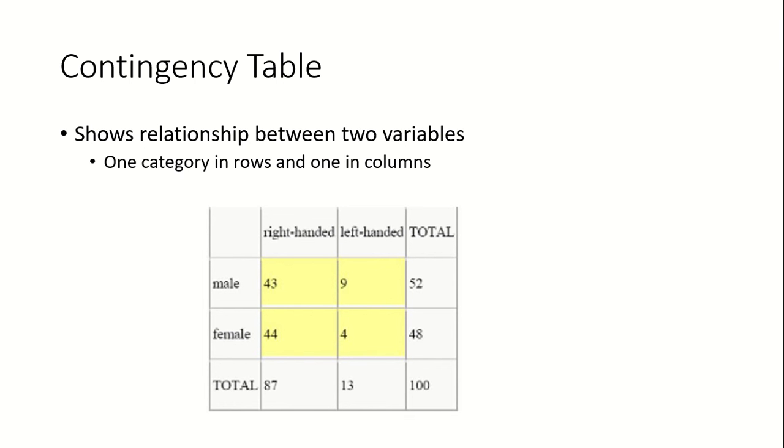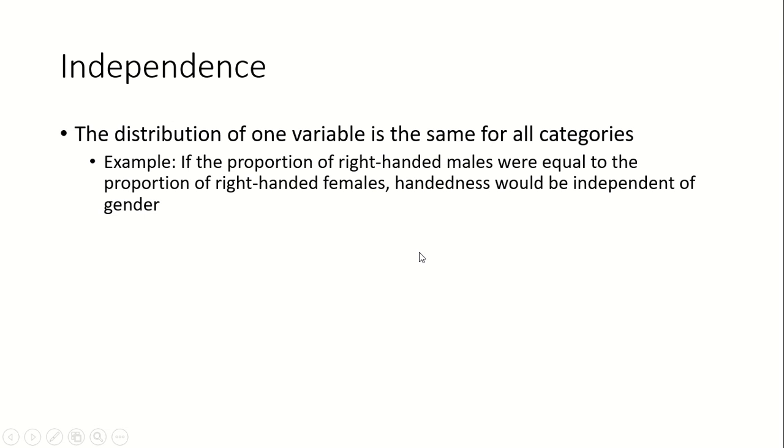Here's a contingency table. It shows a relationship between two variables, one category in rows, one in columns. So what you find in the middle that's highlighted are joint probabilities. On the outskirts of the table, we find marginal probabilities. Both are intuitive because of their name.